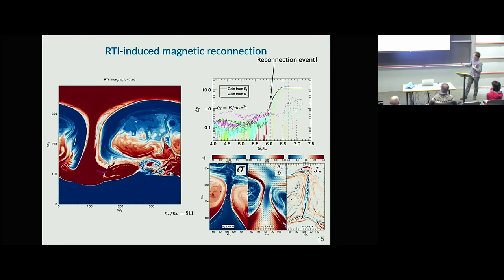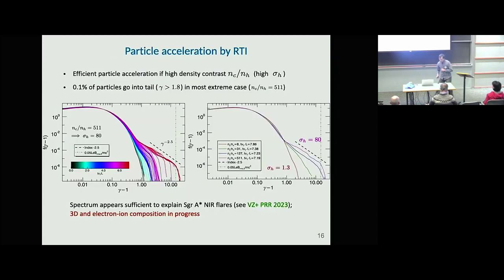And this is a very strange type of reconnection because it's forced in some sense. It's a very high magnetization inside the layer, low magnetization outside the layer. It's turbulent, even though it's 2D. And then lots is going on there. It's not really the normal Harris sheet type of reconnection. In the end, this is enough to give you efficient particle acceleration if you have a high enough density contrast between the ambient plasma and the cavity.